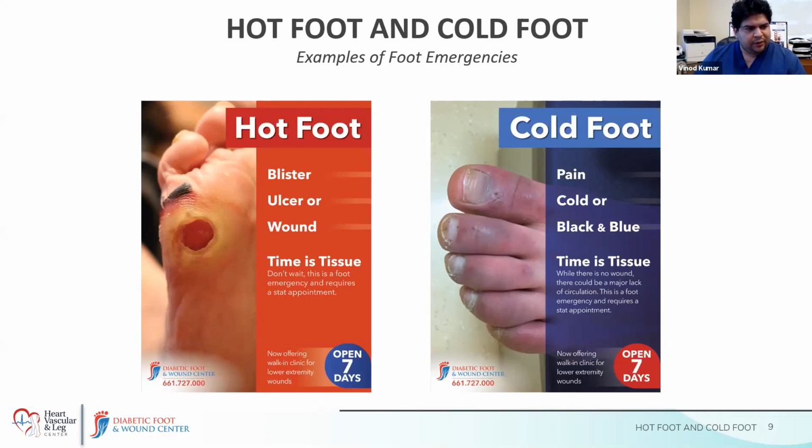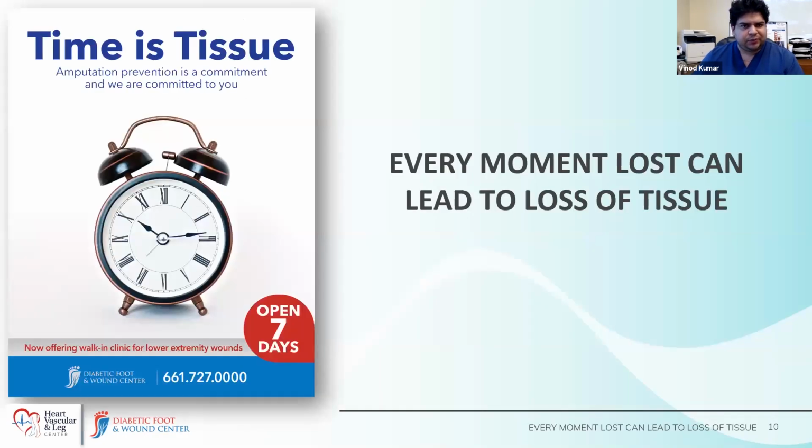The other term we use is the cold foot. The cold foot is basically the opposite. The foot looks purple, dark, and it doesn't feel warm. Those are signs of poor circulation, and it can lead to gangrene and amputations. So at the Diabetic Foot and Wound Care Center, we say time is tissue. The faster you act, the better. If you take too long, unfortunately, the complication that can happen is losing your leg.